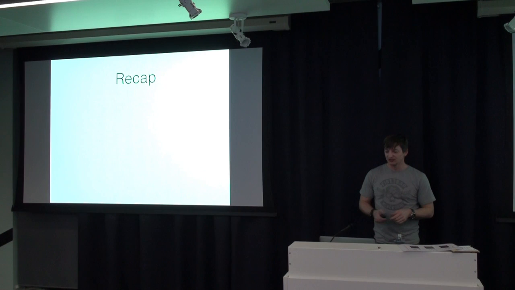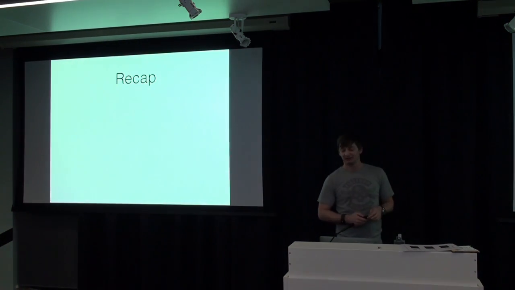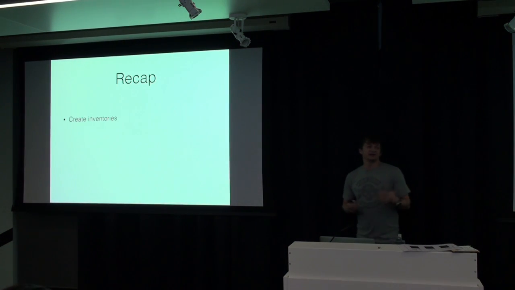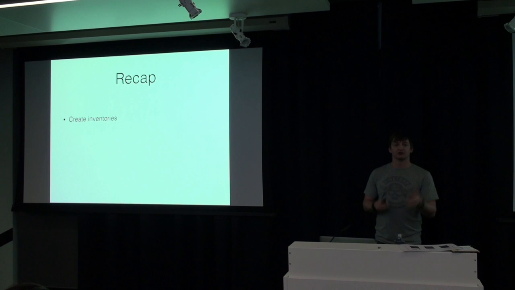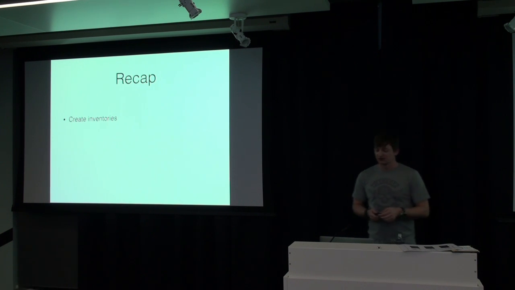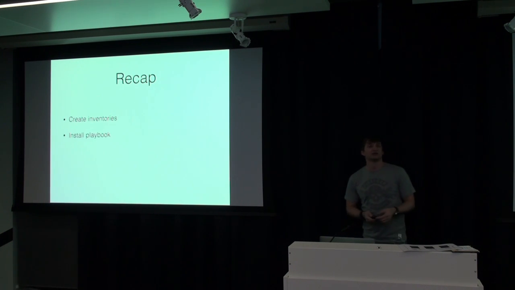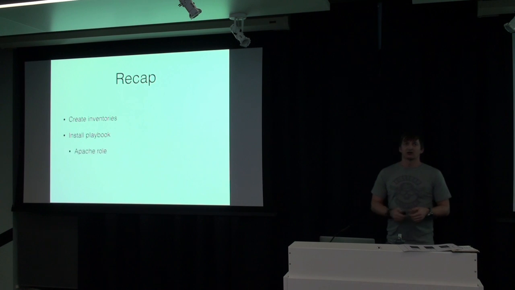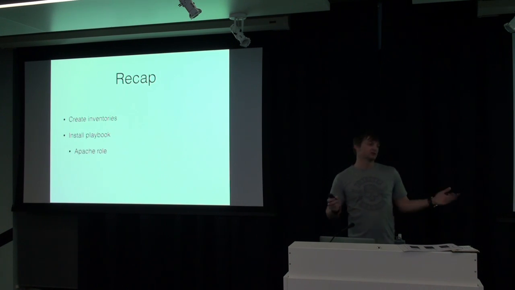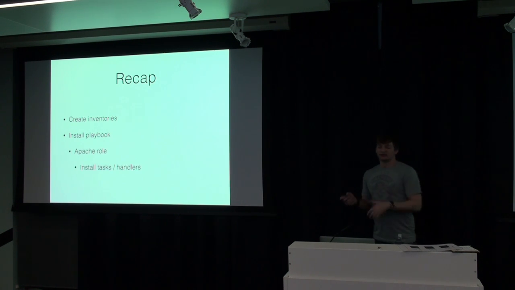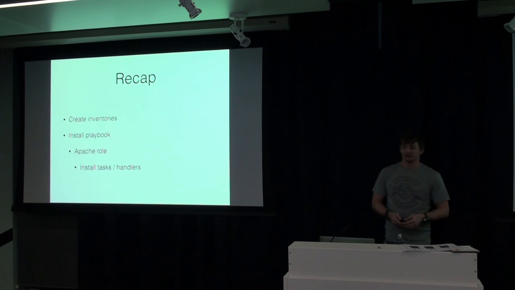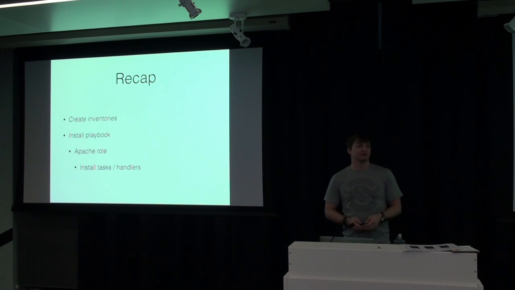So let's do a short recap. We created our inventories for local, integration and production. We created a playbook. With the playbook, we're referencing the Apache role, so we created the Apache role. We created the tasks and the handlers, and so we're ready to execute Ansible.